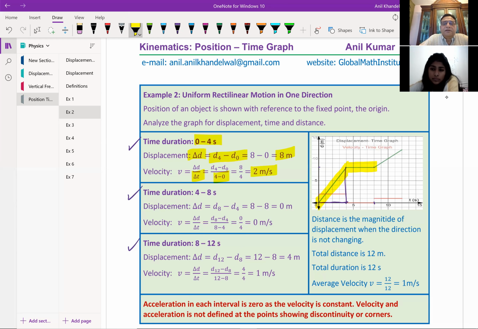In the second leg, 4 to 8 seconds, displacement is constant. It is zero. It is not changing. And therefore, velocity will be zero, right? The object is stationary at this particular point.